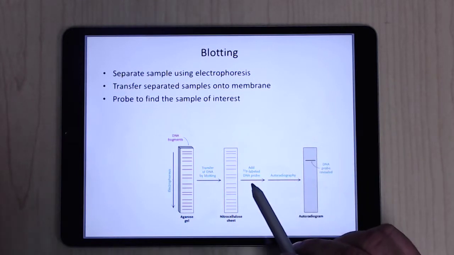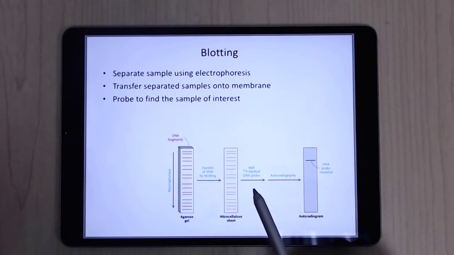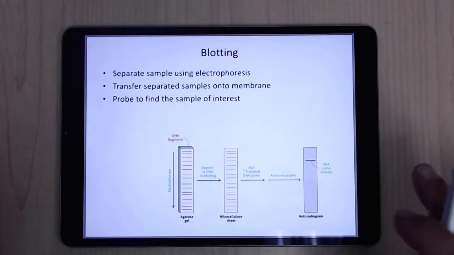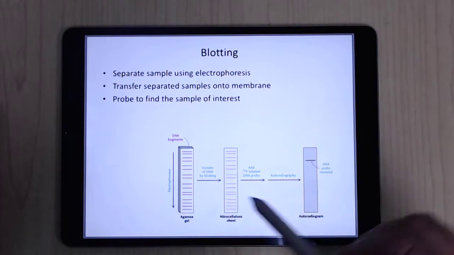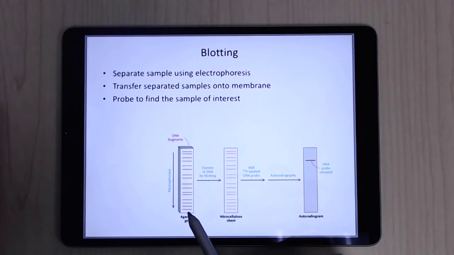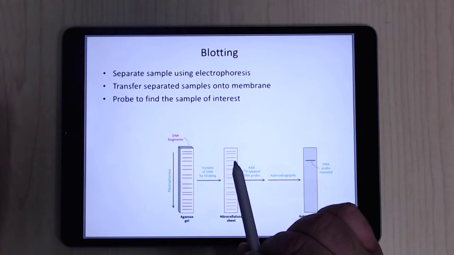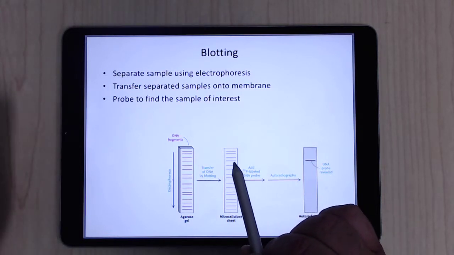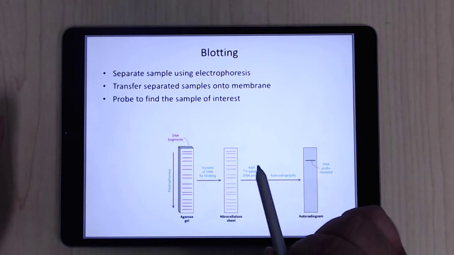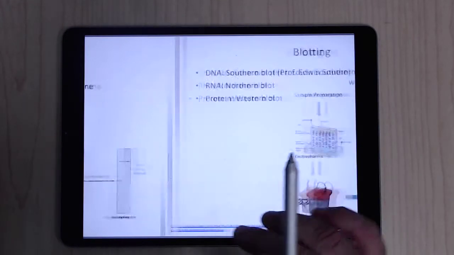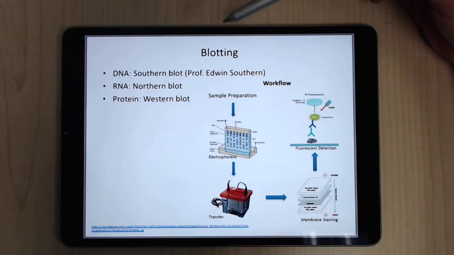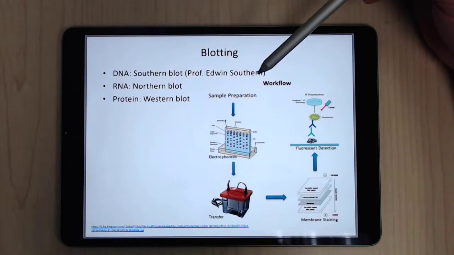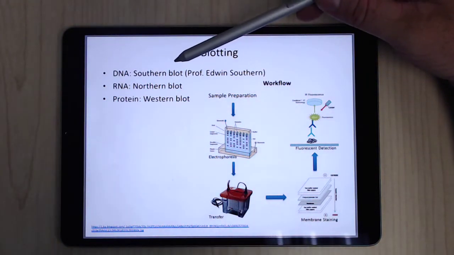So with autoradiography, you can use the radioactivity of the P32, put a piece of X-ray film on it, and it can show you, of all of these sorts of things, mine is this one right here, the one that I'm interested in, because it is complementary to this. So this technique was originally done with DNA, by Edward Southern. So it's called a Southern blot.